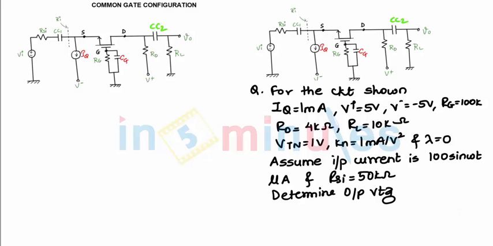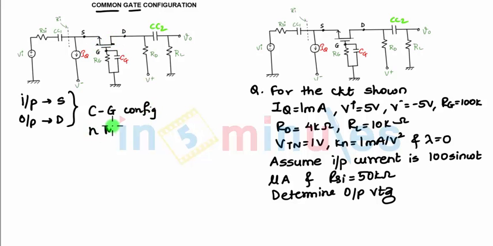We are done with the common source and common drain configurations in the N MOSFET. Now coming to the common gate. When you look at the diagram, the input is now applied to the source and we are taking output from the drain. So the configuration is common gate configuration. The arrow indicates it is an N MOSFET, as I have told you before.